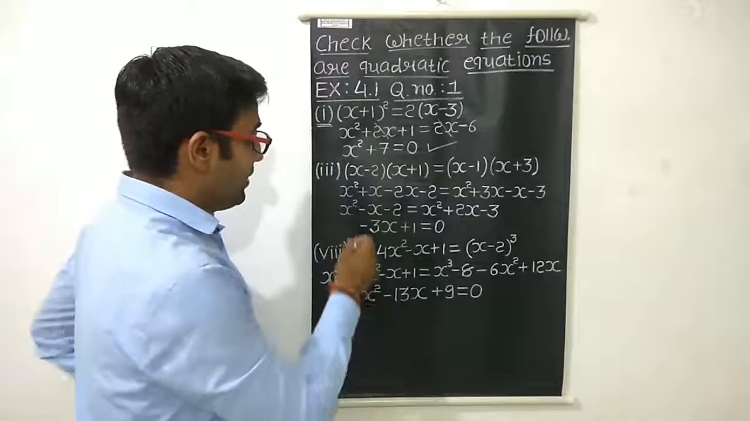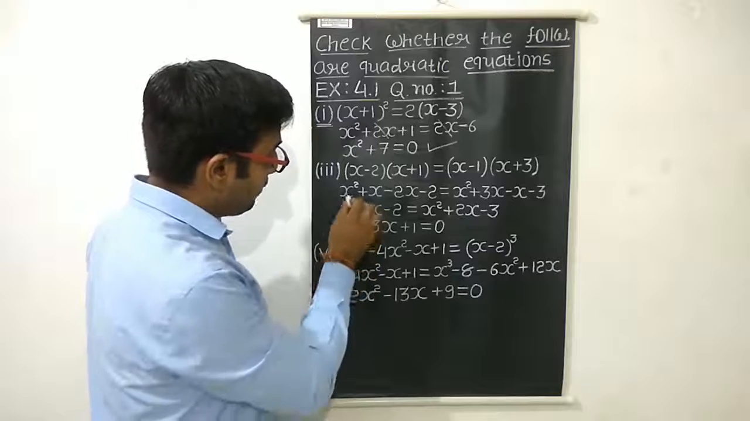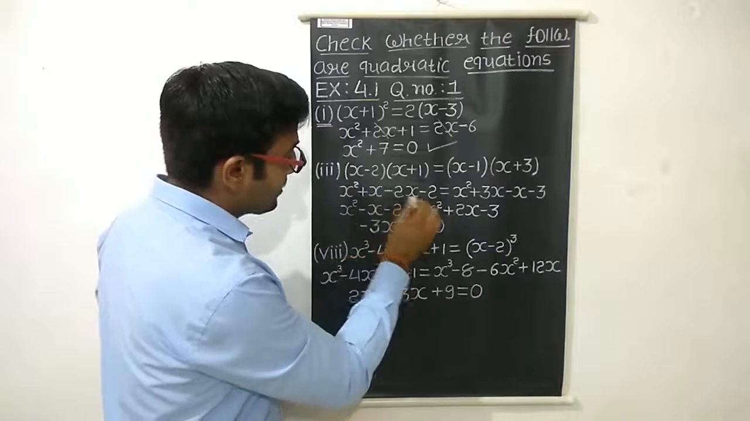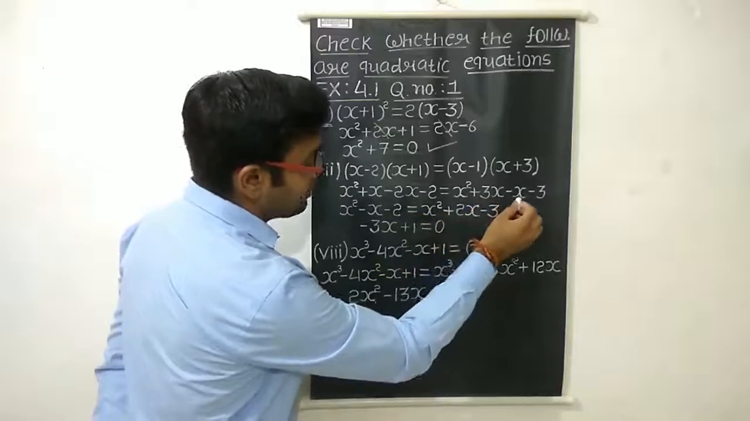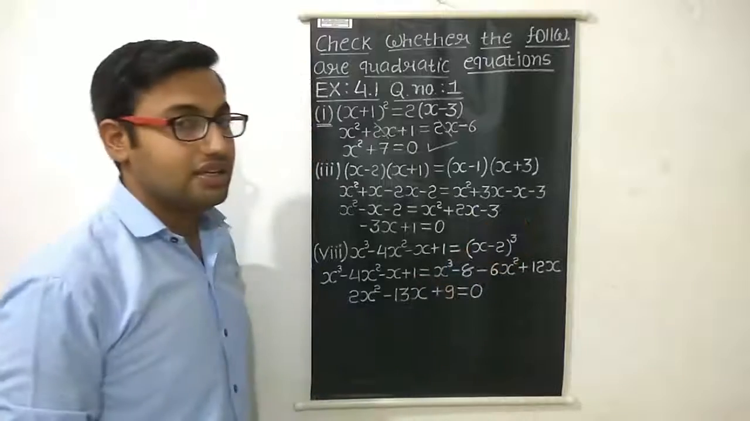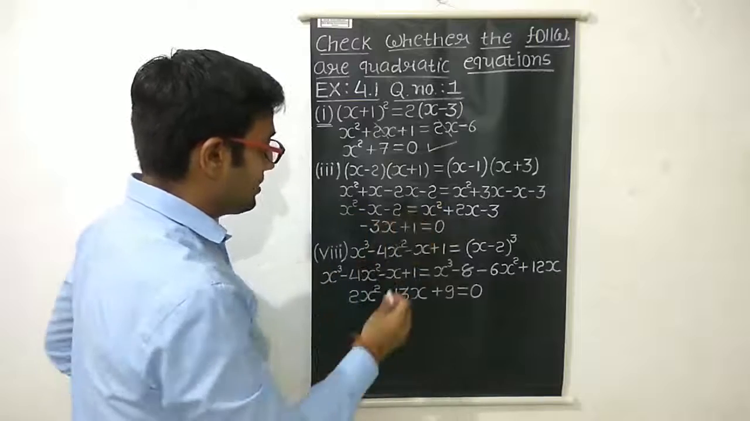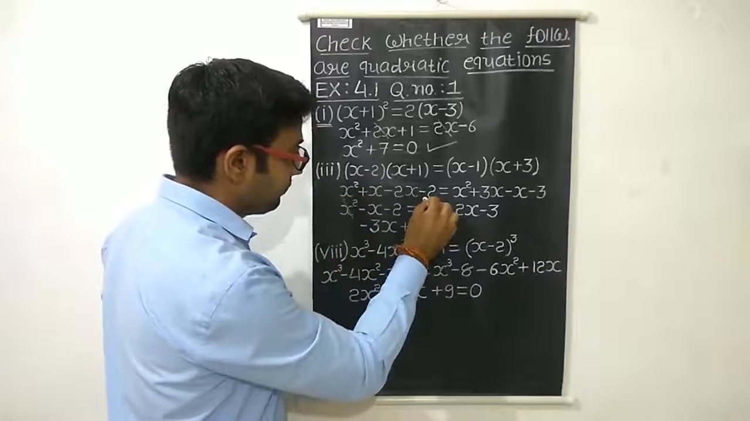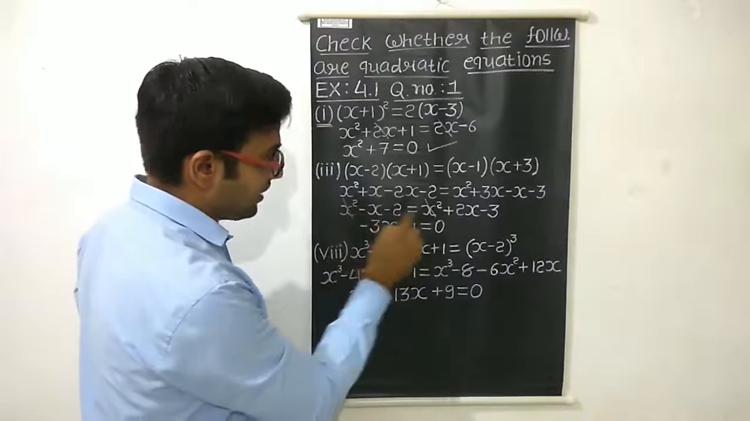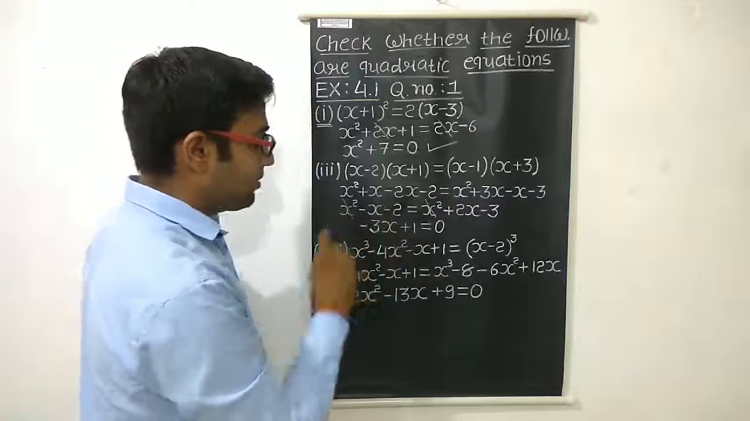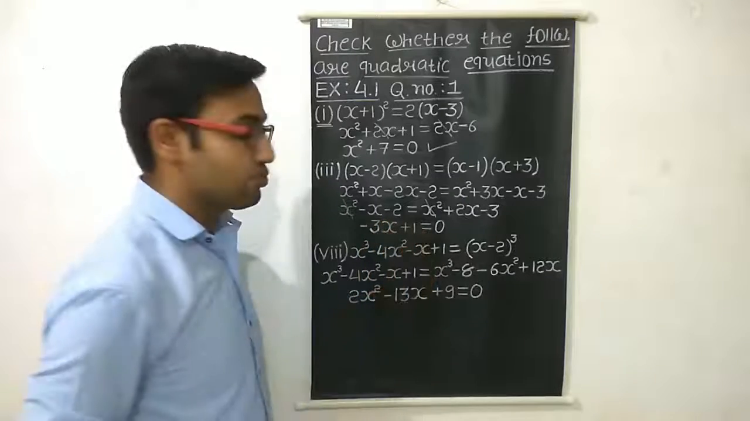Here also you can see this x square and x square. First of all we will simplify, then what will happen? X square plus x minus 2x, that is minus x, and minus 2 as it is. x square plus 3x minus x, that is plus 2x, and minus 3 as it is. Now you can see that on both sides of the equation there is x square, so we can cancel out this x square. Now take both these terms to the left hand side. What will happen? Minus x minus 2x, so it becomes minus 3x, minus 2 plus 3, that is plus 1, is equal to 0.